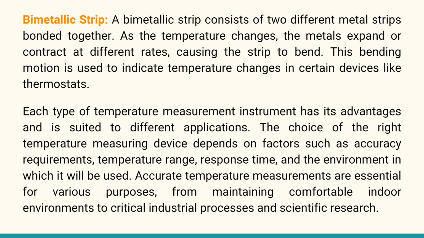Bimetallic strip. A bimetallic strip consists of two different metal strips bonded together. As the temperature changes, the metals expand or contract at different rates, causing the strip to bend. This bending motion is used to indicate temperature changes in certain devices like thermostats.